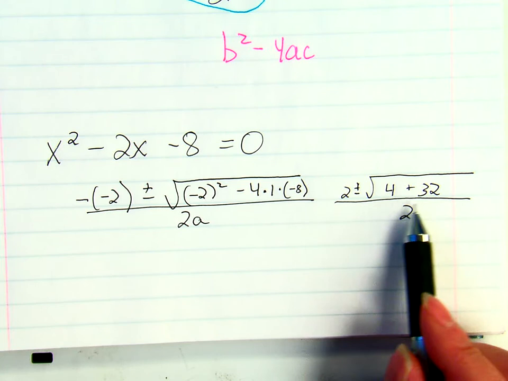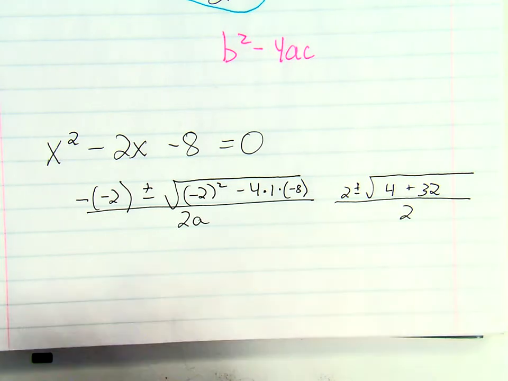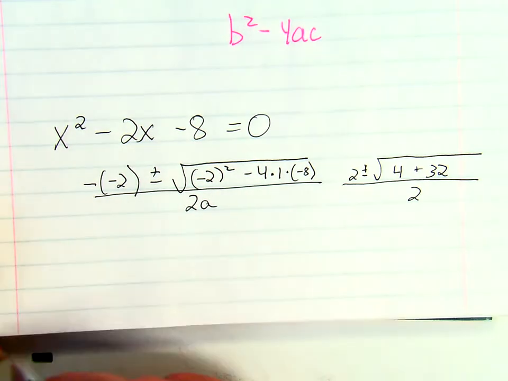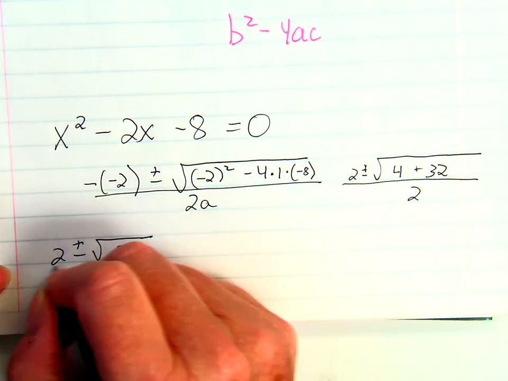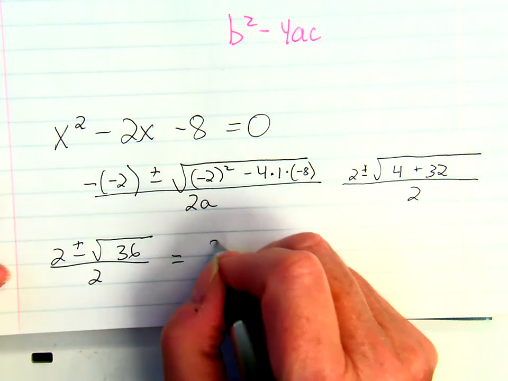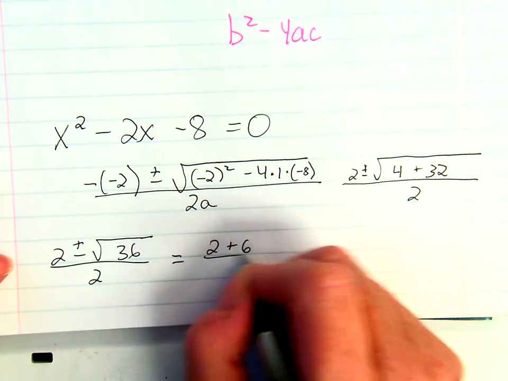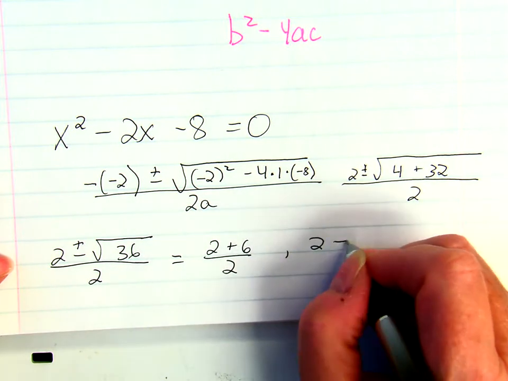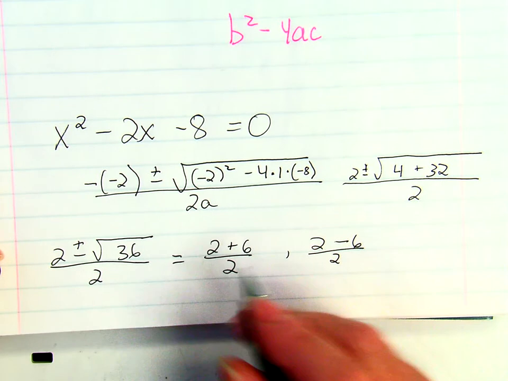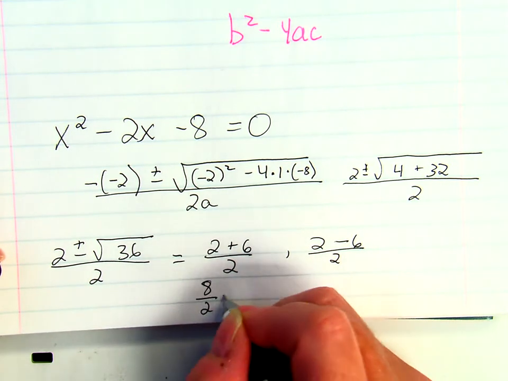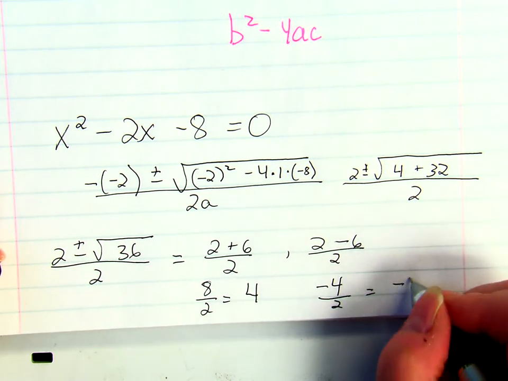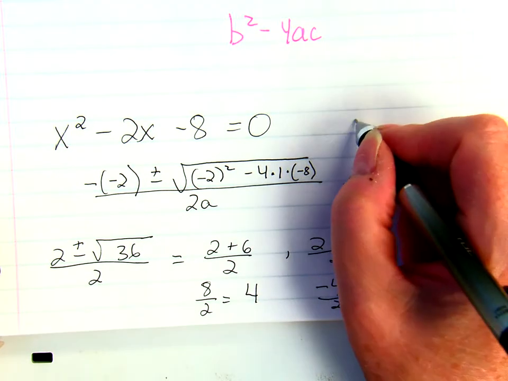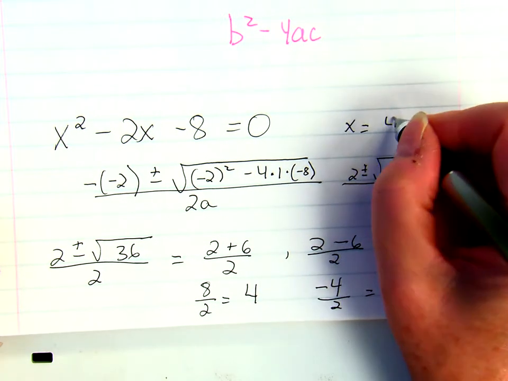By getting this, 4 plus 32, I know automatically I'm going to have two solutions to this. So rewriting again, we've got 2 plus or minus the square root of 36 over 2, which is equal to 2 plus 6 over 2, and 2 minus 6 over 2. This gives me 8 over 2, which is equal to 4, and this gives me negative 4 over 2, which is equal to negative 2. So for this problem, my x is equal to 4 and negative 2.